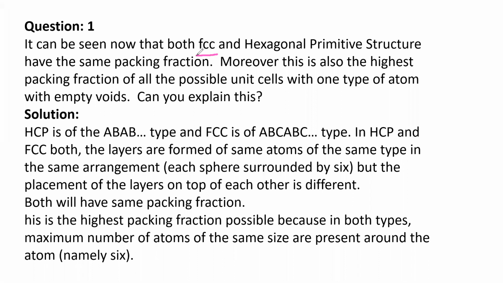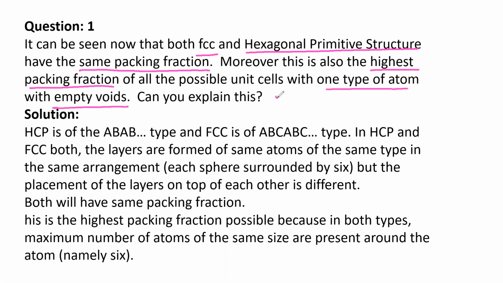FCC, that is face-centered cubic lattice, and hexagonal primitive structures have the same packing fraction. Already I told you, FCC, CCP, and hexagonal have the same packing fraction. That is, their packing fraction is 74% occupation and 26% void space. Moreover, this is also the highest packing fraction of all the possible unit cells with one type of atom with empty voids. Can you explain this? The solution is for this.